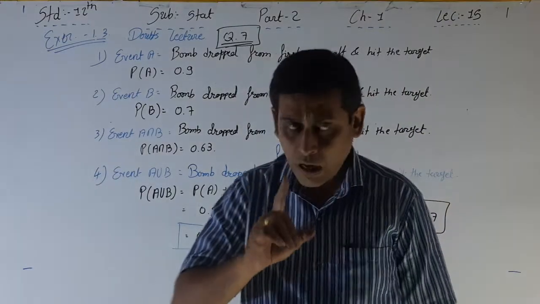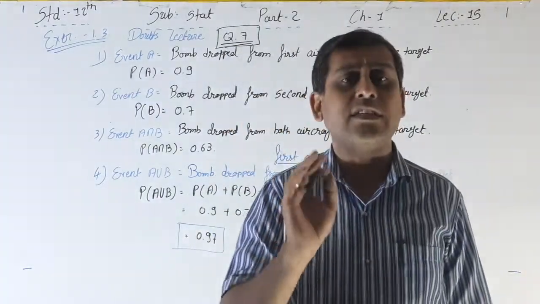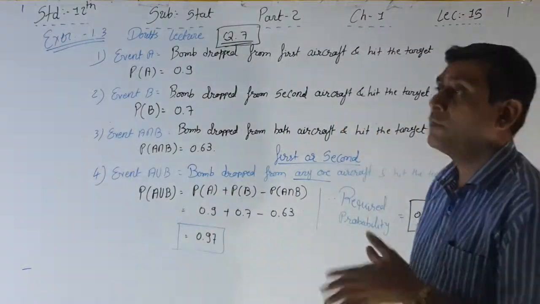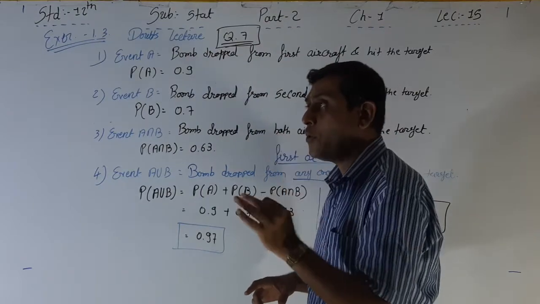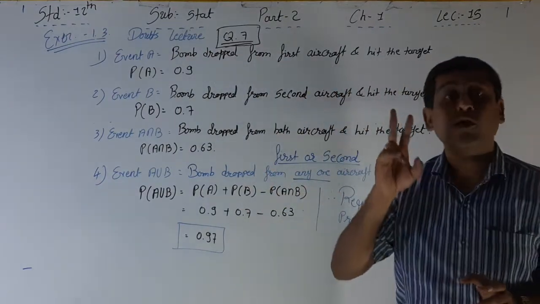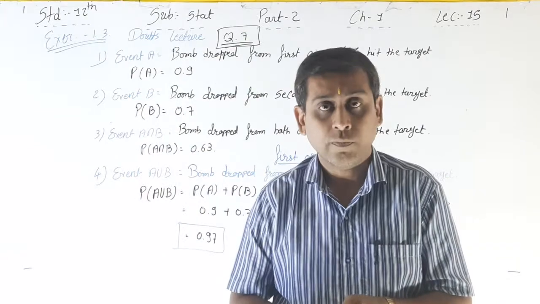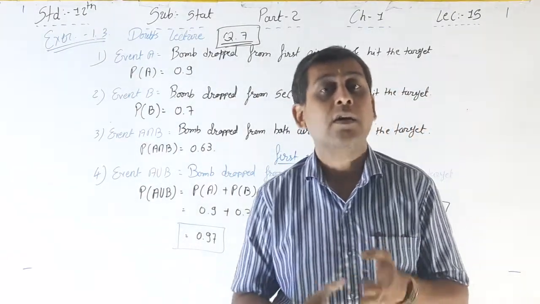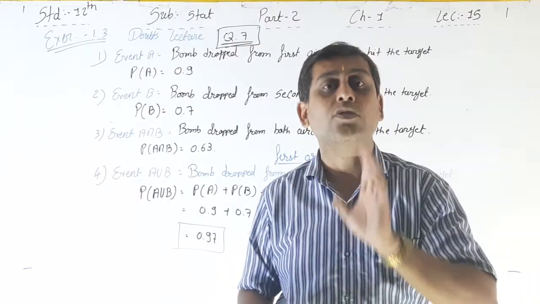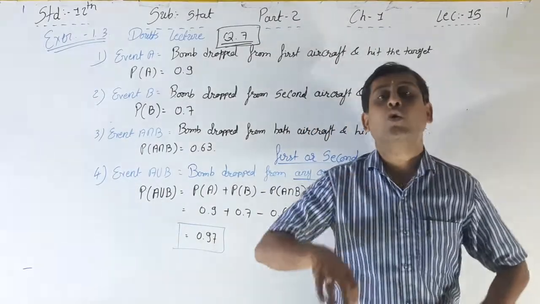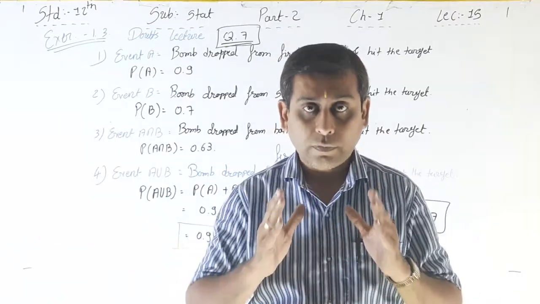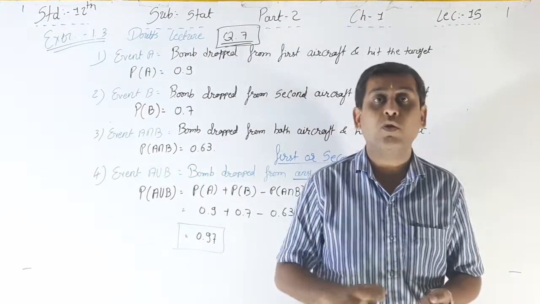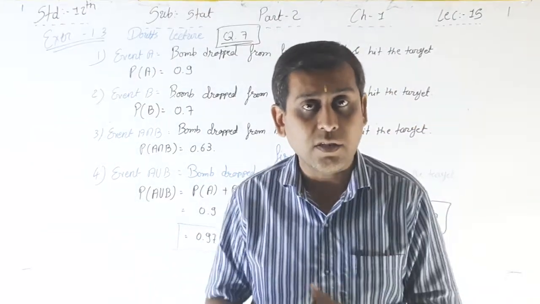See, for only one the formula is there. I have written that formula in our previous lectures: P of A plus P of B minus 2P of A intersection B. For only one, what is the formula? P of A plus P of B minus 2P of A intersection B. So first of all we have to find out A intersection B from A union B, and then use this formula and we can get this answer.